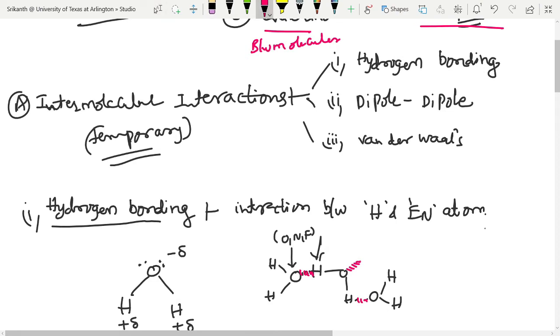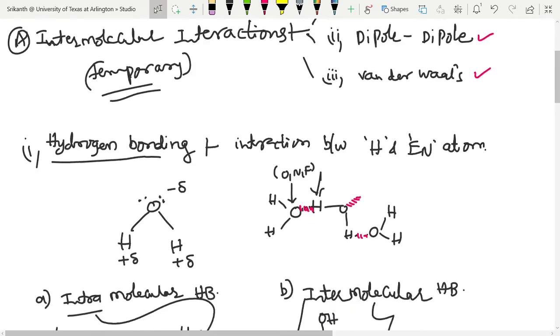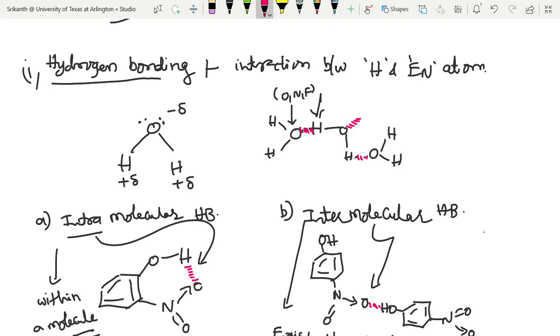So we have hydrogen bonding, we have dipole-dipole interactions and van der Waals interactions. Let's go one by one, starting from hydrogen bonds. So hydrogen bonding exists between a hydrogen and an electronegative atom. So there should be one hydrogen and an electronegative atom. The electronegative atom can be oxygen, nitrogen or fluorine or any other electronegative atom, but hydrogen is compulsory. It should be hydrogen and some other electronegative atom.